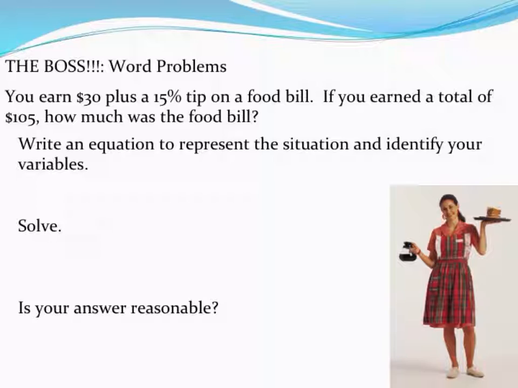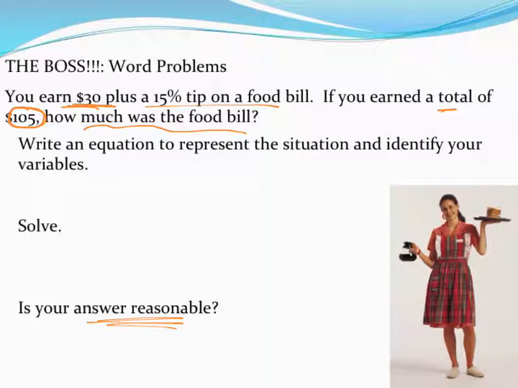In this case, it looks like we're working as a waiter or waitress. We're making $30, and then on top of that $30 we're getting 15% of whatever the food bill is. And we're going to assume in this problem, because later on they're going to ask us if our answer is reasonable, that this is an entire day's worth of food that people have ordered. So we make 30 bucks, and in addition to that, we're getting 15% on top of whatever people are buying. In total for the day, we're making $105, and their question is how much was the food bill for the day.